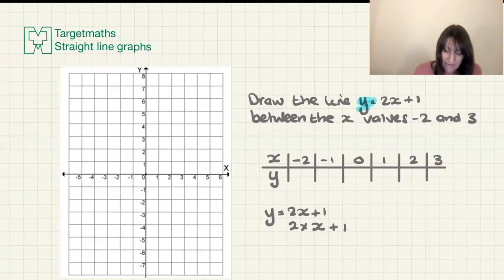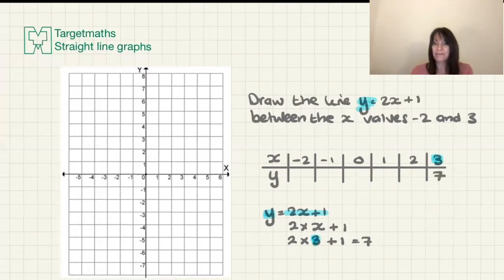So my first x value is going to be 3. So I've got 2 times 3 plus 1. 2 times 3 is 6, plus 1 is 7. All right, so I've got y equals whatever that is. I've put 3 into the rule, and I've got the number 7, which goes with the 3. And then I repeat that process.